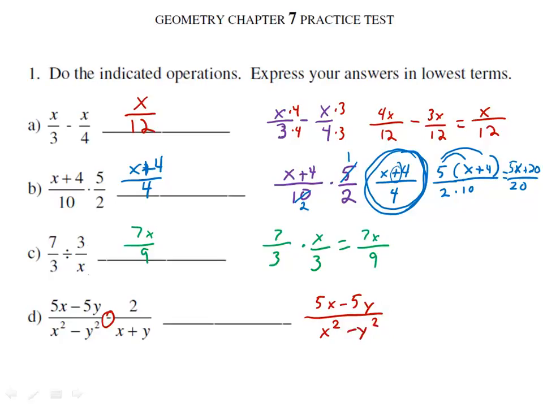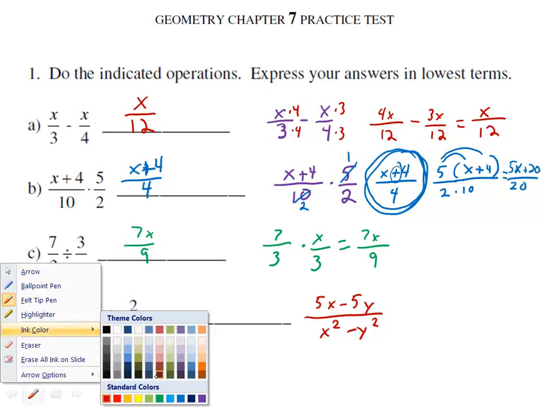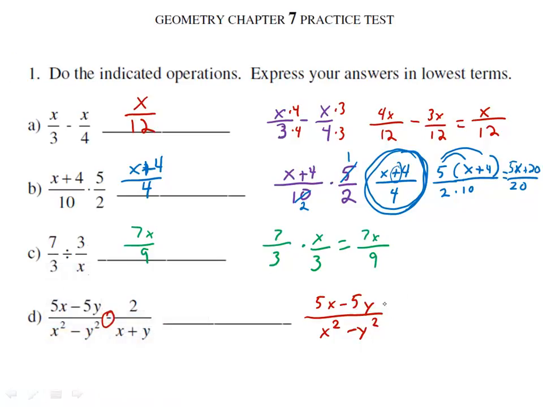So the big question is, how do I get x squared minus y squared to be the same as x plus y? Here's how you do it. You factor the numerator and the denominator. It's pretty easy to see how to factor the top. They both have 5, so I can take the 5 out, and that leaves me x minus y. Alright, so that's 5x minus 5y factored.